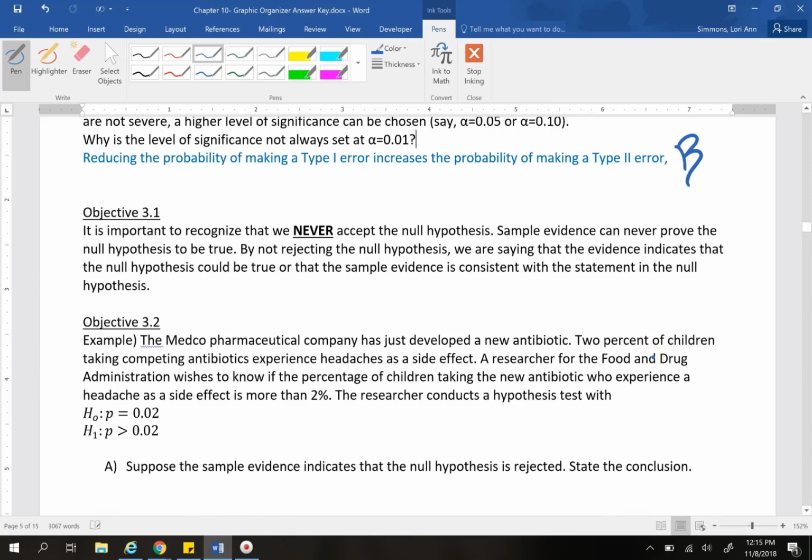So it is important to recognize that we never accept the null hypothesis. Sample evidence can never prove the null hypothesis to be true. By not rejecting the null hypothesis, we are saying that the evidence indicates that the null hypothesis could be true, or that the sample evidence is consistent with the statement in the null hypothesis.